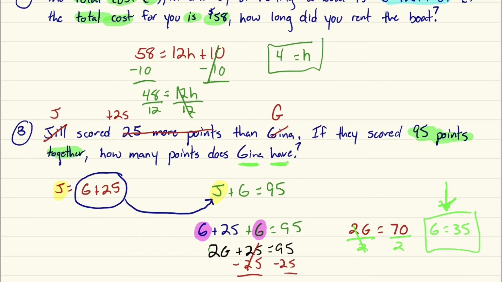So we broke the problem down by looking at each sentence because each sentence tells us some important information. The first one says Jill scored 25 more points than Gina. So Jill scored Gina's score plus 25. That was our first equation. We wrote it on the left. The second sentence says they scored 95 points together. So we take Jill and Gina, J and G, add them together, we get 95. Now that I have those two equations, I can do some substitution. The substitution then allows me to combine like terms. Then we can solve our two-step equation.